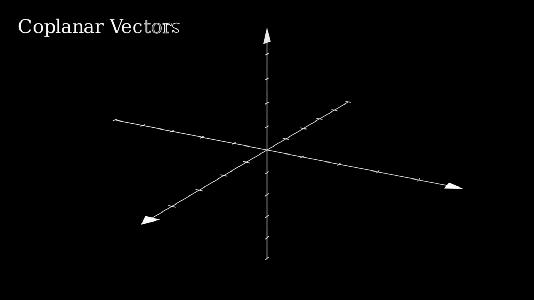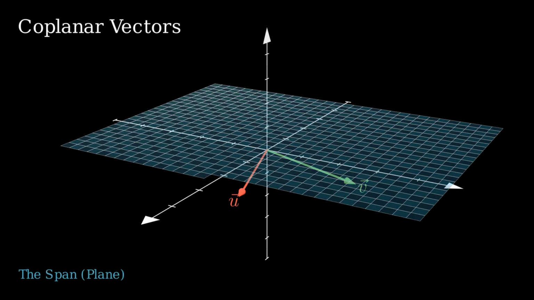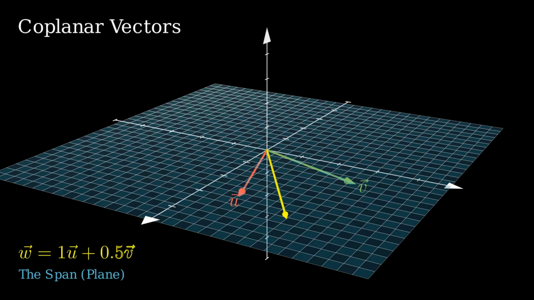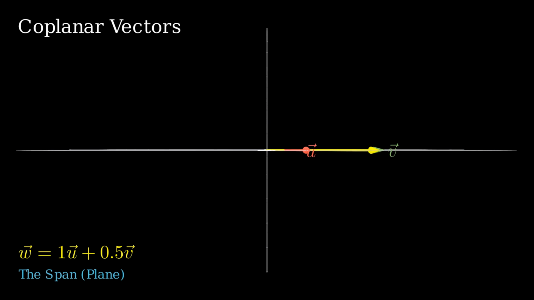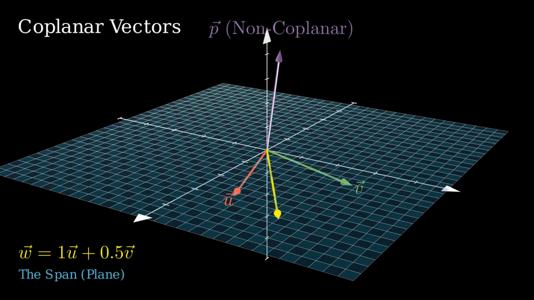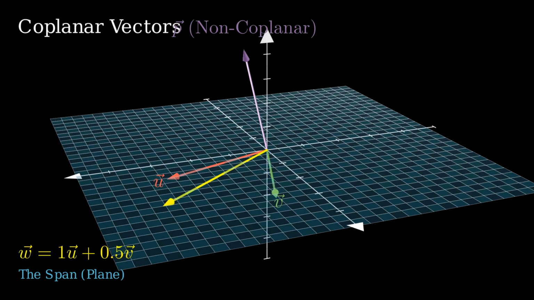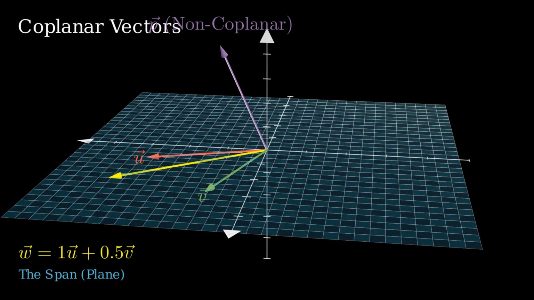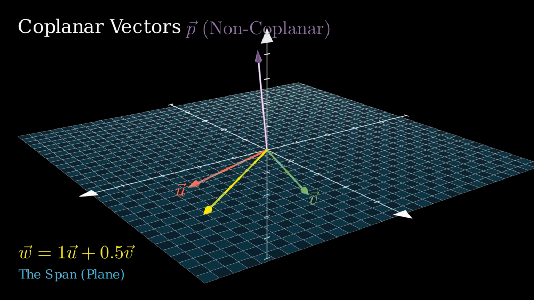Next, we try to understand coplanar vectors. Don't just look at the arrows. Look for the volume. Any two vectors naturally create a flat sheet, a 2D plane. When you introduce a third vector, the critical test is whether it sticks out from that sheet or lies flat against it.